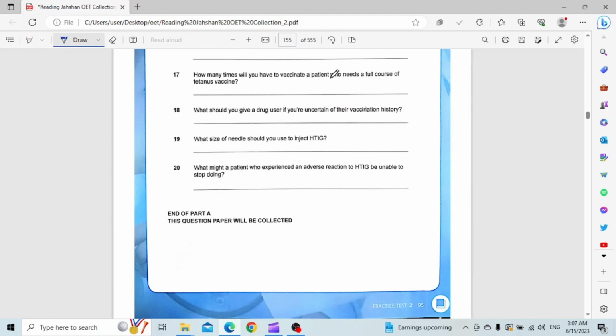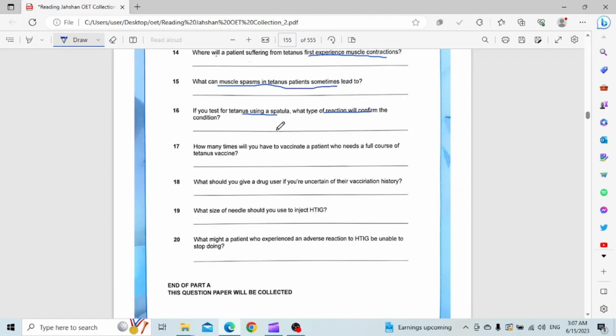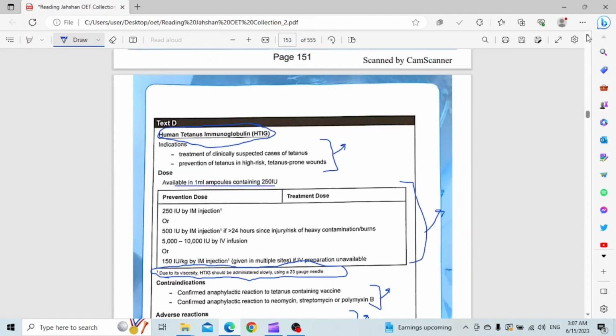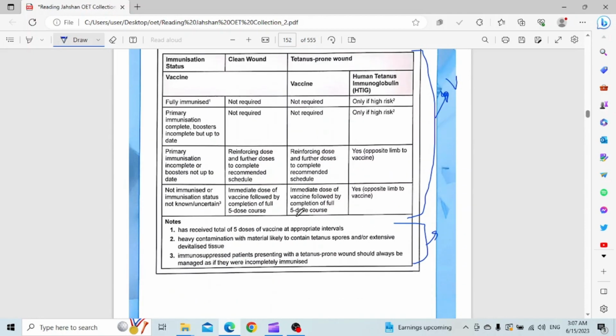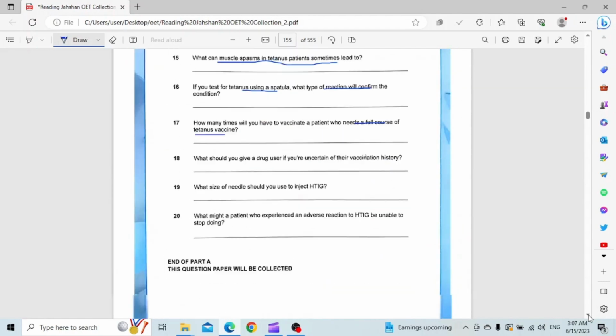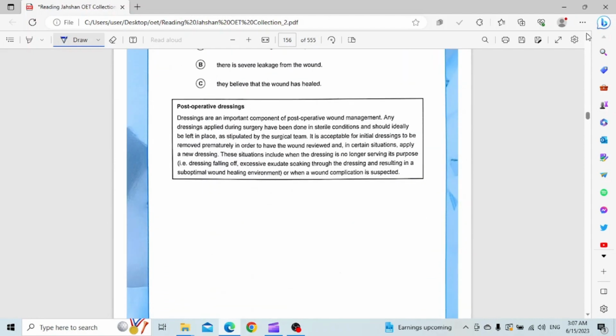How many times, let's see, how many doses of vaccine will patients who need the full course of tetanus vaccine have? I told you that you have to read any information above the question, above the schedule, or beneath it very thoroughly, because you will know the answer that is just in the vaccine section. You receive a total of 5 doses. How many doses? 5 doses. Then you go back.